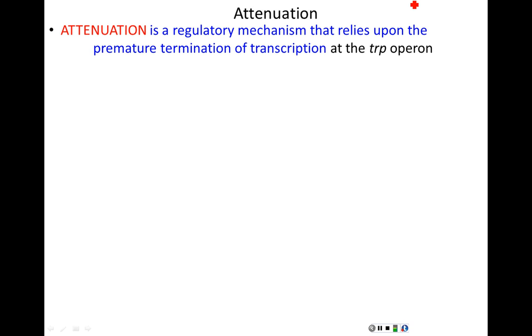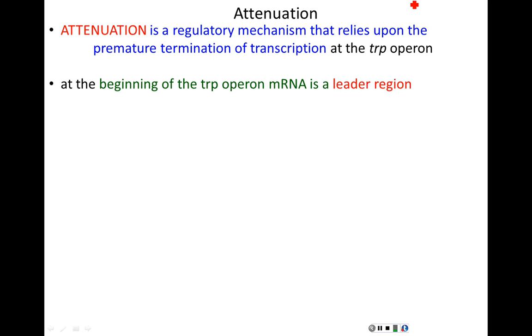So how is this achieved? How is the trp operon regulated so that it is only expressed when tryptophan levels are low and only repressed when tryptophan levels are high? And the answer to that in one word is attenuation. Attenuation is a regulatory mechanism that relies upon the premature termination of transcription at the trp operon to be functional.